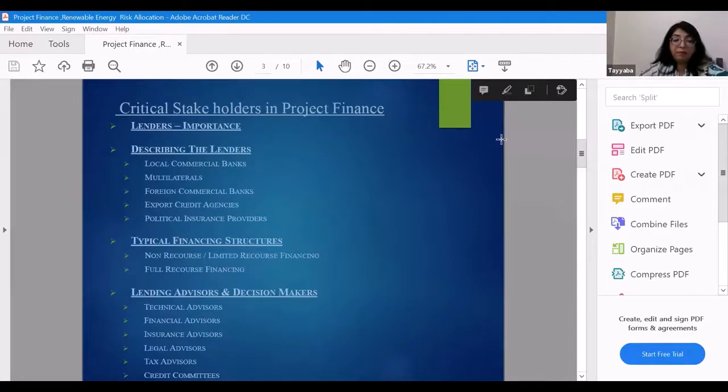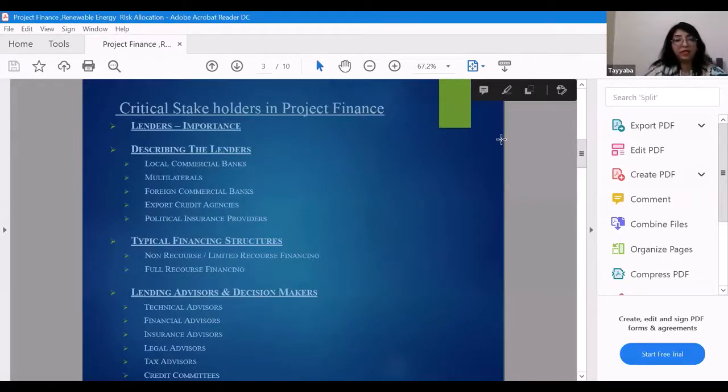Financial advisors are typically banks who structure the whole deal and who are aware of the financial matters, as to what the security should be and what the tenor of the loan should be. So they essentially work on the financial model exhaustively. Based on the financial model, they come up with a structure for the project, which they then sell to other lenders so that there are enough lenders.